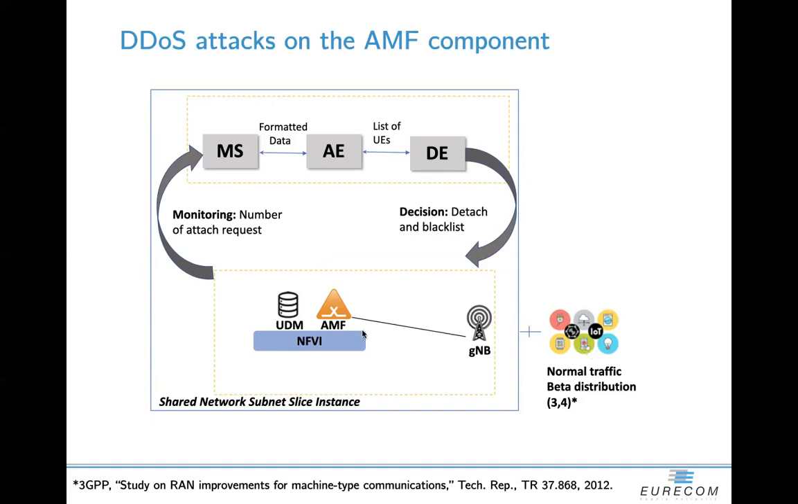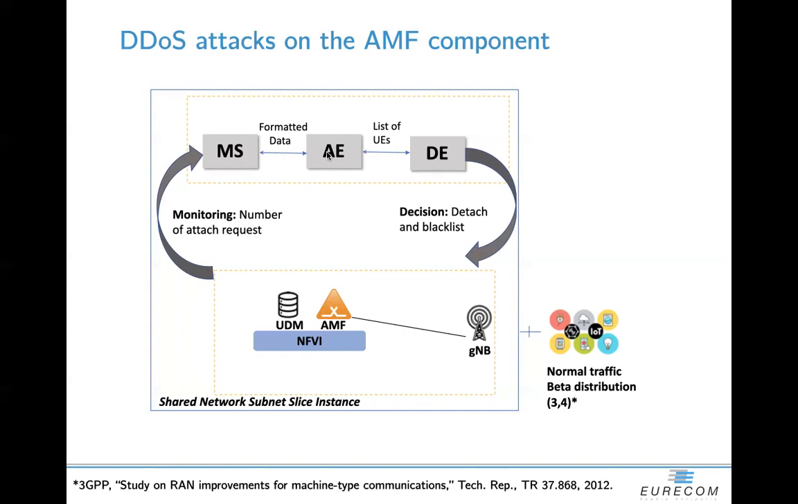So what is the role of the monitoring system here? First, the monitoring system will monitor the number of attach requests received by this element, which is the AMF. And this data will be formatted and provided to the analytical engine, which will do analysis using a machine learning algorithm. And this analytical engine will detect whether this is abnormal traffic or normal traffic.